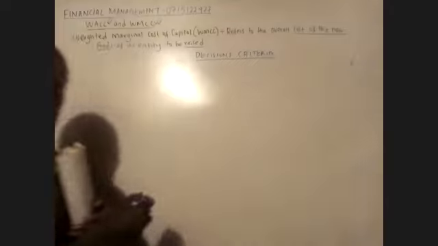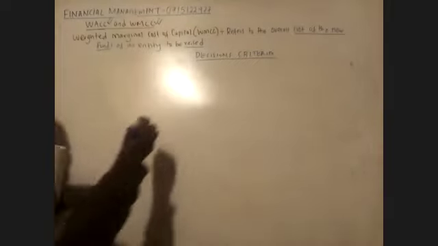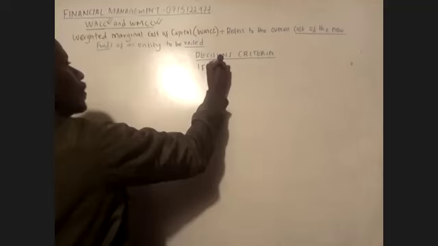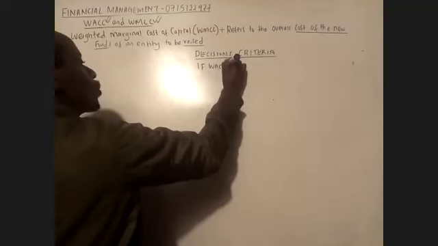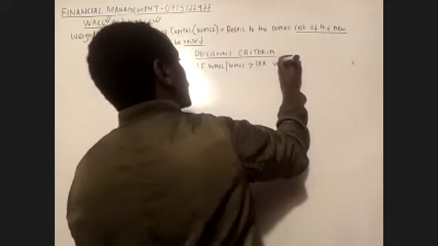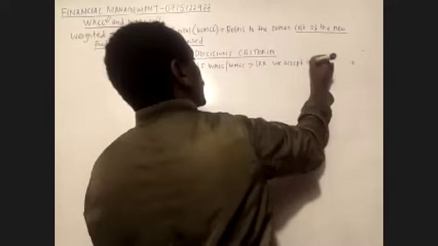Decision criteria. Number one, if WMCC is greater than IRR, we accept the project. So we accept the project.